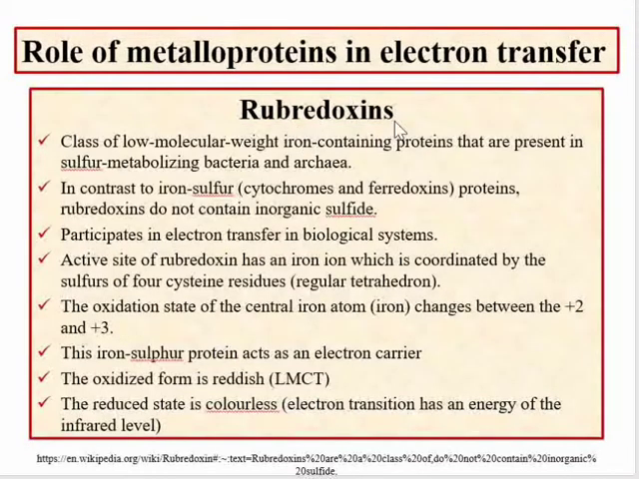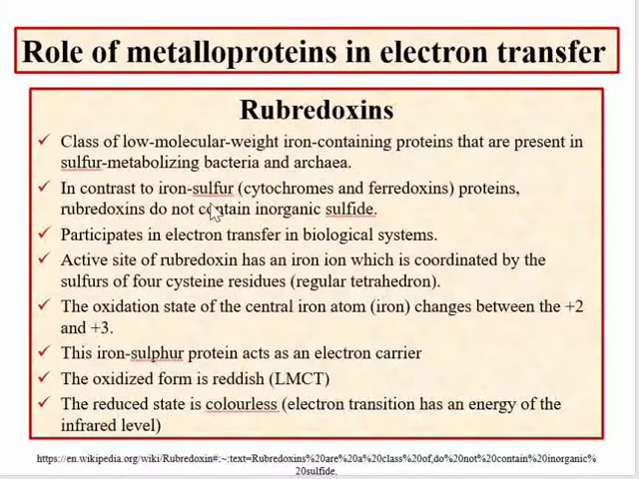Rubredoxin is another kind of metalloprotein that is involved in the transfer of electrons in the biological system. If we see the class of these metalloproteins, these are low molecular weight iron containing proteins that are present in sulfur metabolizing bacteria and archaea. So these rubredoxins are not present in every biological system, but they are found in sulfur metabolizing bacteria and archaea.